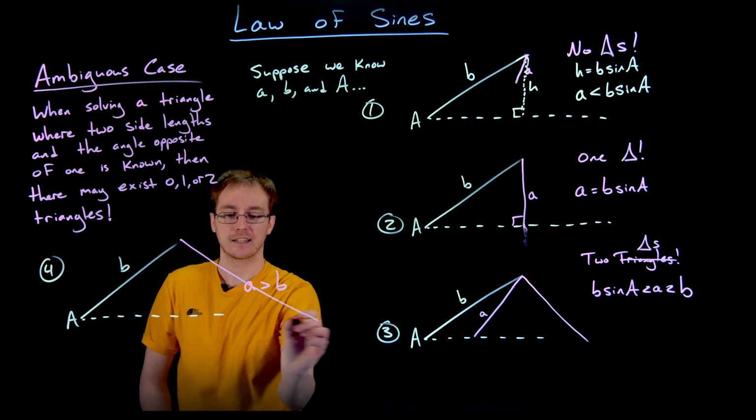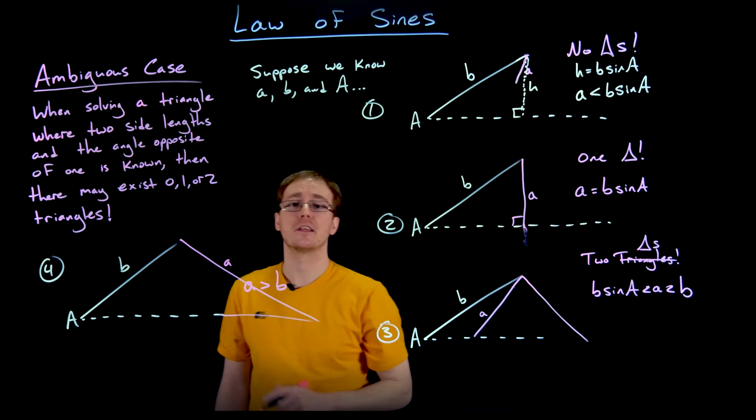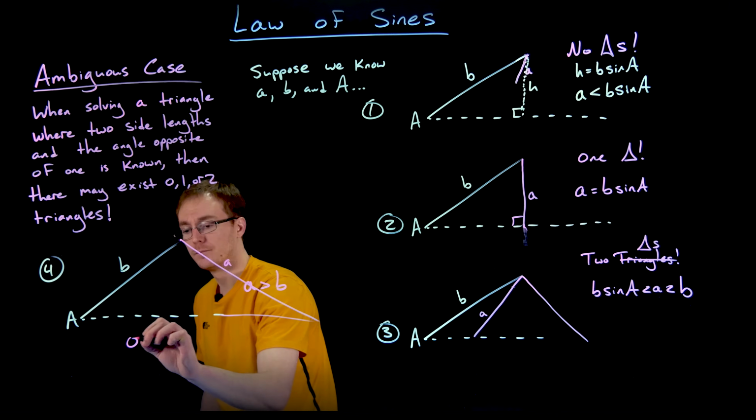And so, sorry, I have to intersect that a little bit. But if side length A was really long, where A is bigger than our side length B, then we still could create a triangle, but we could only create one triangle.